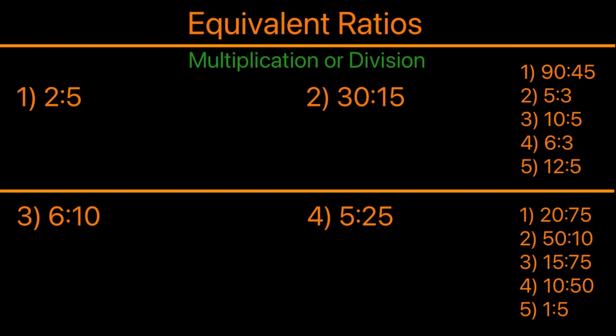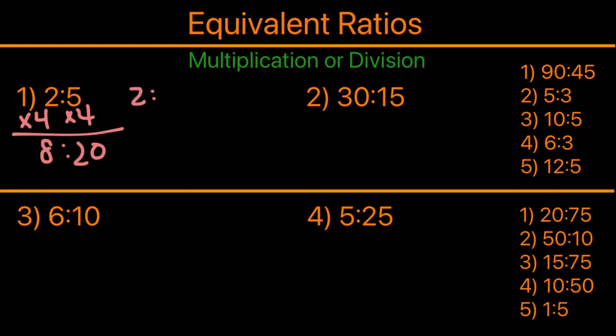So on the first example, I'd like to show how we can use multiplication to find equivalent ratios. The first one is 2 to 5. So say if you want to times it by 4 and do the same on the other side. So we will end up with 2 times 4 is 8, 5 times 4 is 20. So 2 to 5 is equivalent to 8 over 20.